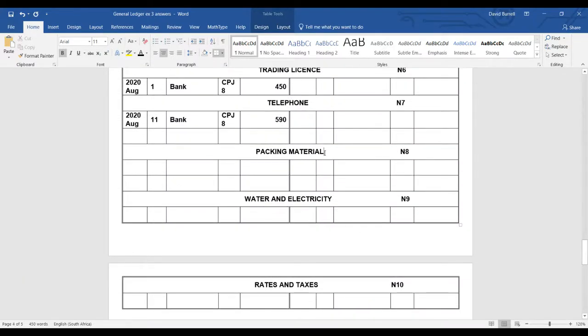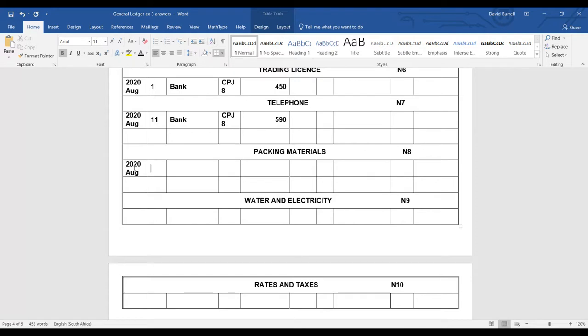It says packing materials in the question. 2020 August. The date for the packing materials one was the 14th. It's going to be bank, our details, CPJ8, and then it is going to be, what was packing materials? 200 Rand is our amount there.